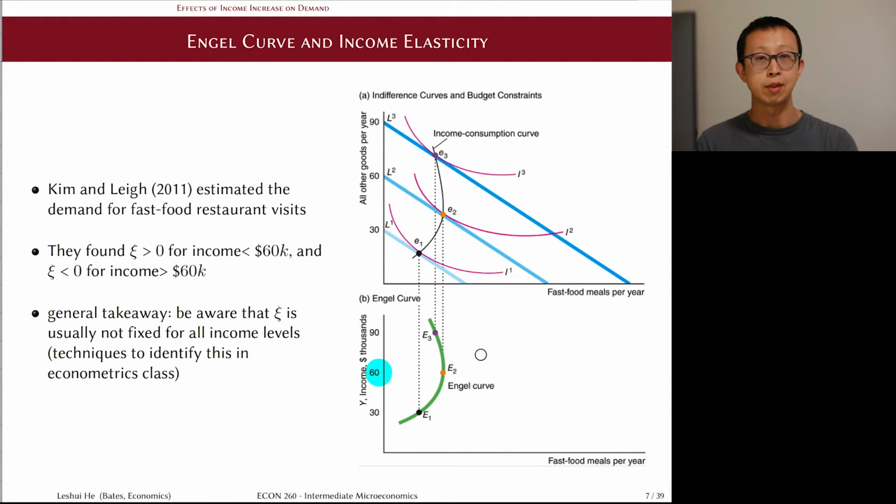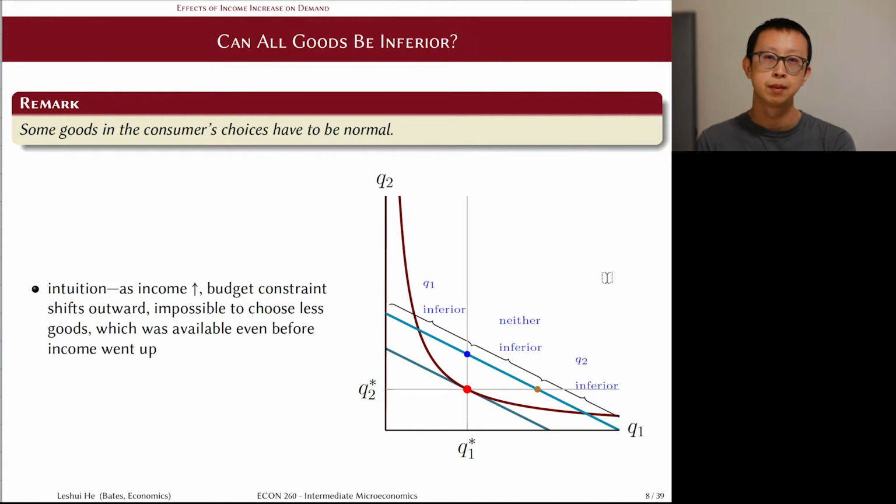We see in this graph that one of the two goods that the consumer is choosing can be an inferior good. Then it is natural to ask, is it actually possible for both goods to be inferior simultaneously? Well, the answer is no. The intuition is actually quite simple. Let's look at this graph on the right-hand side.